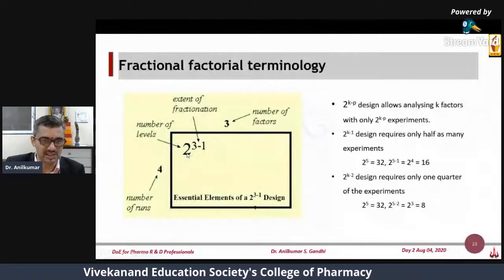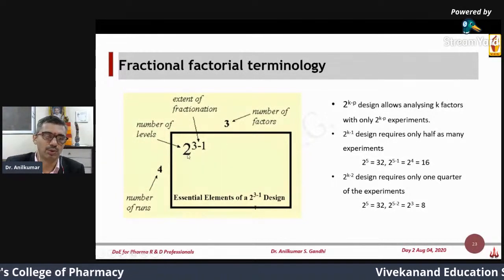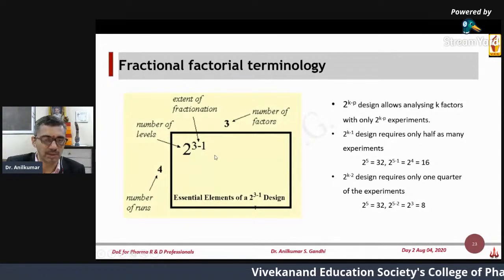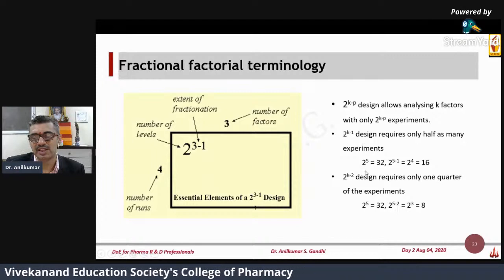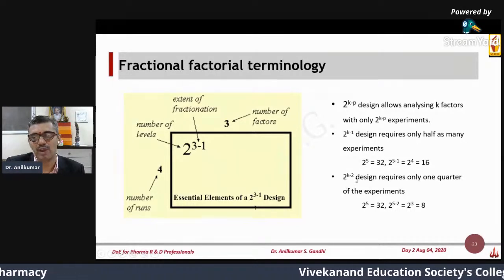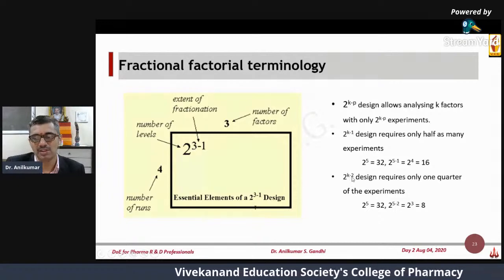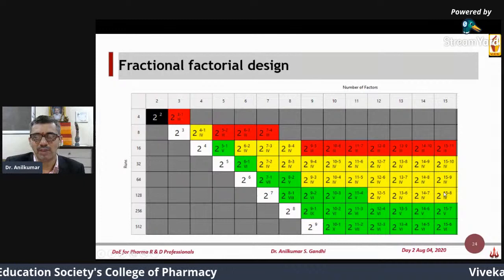The remaining thing, as I said, 2 is the number of levels, 3 is the number of factors. When you do 2 raised to 3 minus 1, it becomes 2 raised to 2, so the number of runs is 4. You can do the same with 2 raised to 5, and you will get 16 runs. If you have 2 raised to k minus 2, it becomes 8. Now there is one more thing.